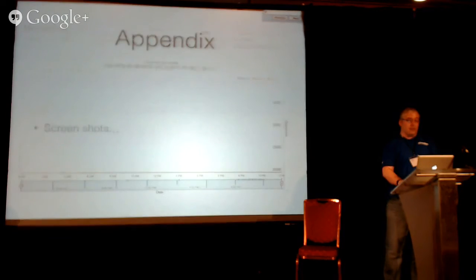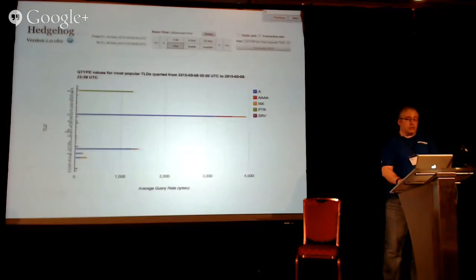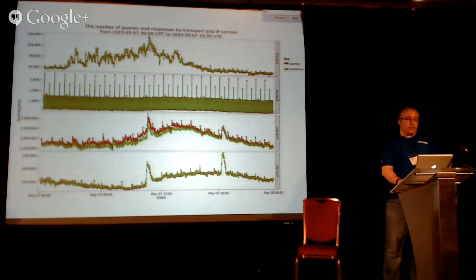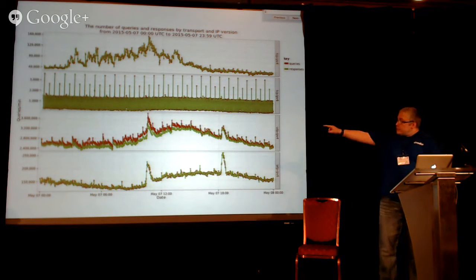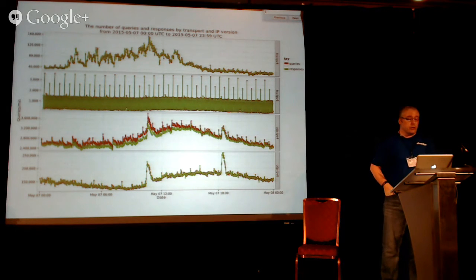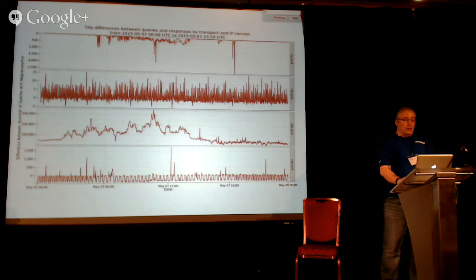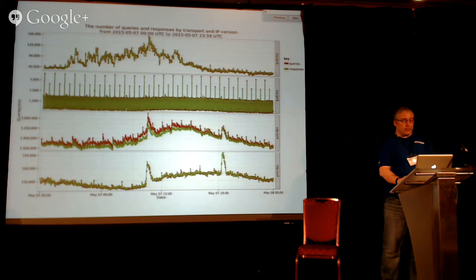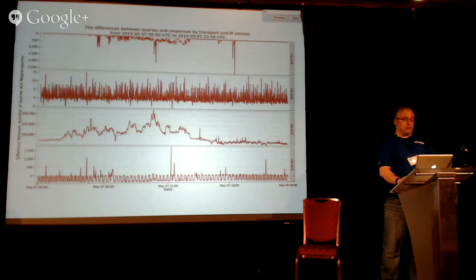And some more pretty screenshots there, bar charts. That's showing a place where you can actually see in real data there that the number of queries is bigger than the number of responses. I only got that graph this morning. I don't know why that's happened. And there, the differences, again, you can see the difference between queries and responses is quite large. 300,000 in the middle there of UDP IPv4. But that's out of 3.6 million queries per minute. So, and that's it.